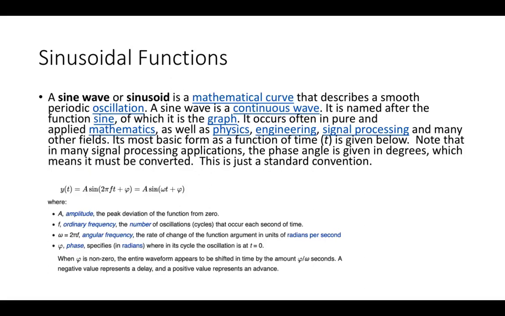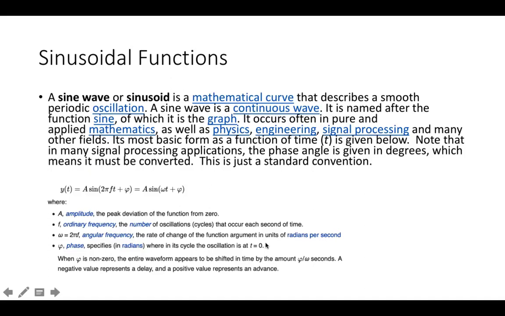It's given below. y of t is our function, and that's equal to A times the sine of 2 pi f t plus phi, or the sine of omega t plus phi. A, the amplitude, is basically the peak deviation of the function from 0. f is the ordinary frequency, the number of cycles that occur every second. Omega is the angular frequency, and so if you realize that there are 2 pi radians per cycle, you can multiply f by 2 pi and you'll get radians per second. Phi is the phase in radians when its cycle of oscillation is at t equals 0.